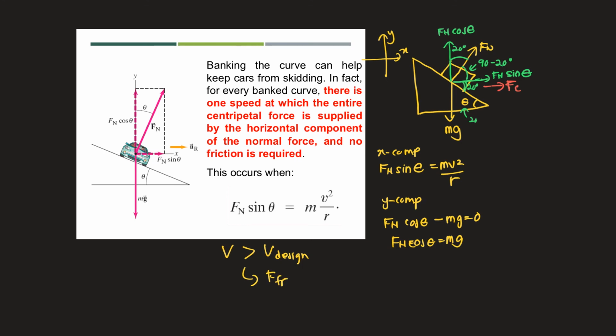If you drive the car with speed larger than your design speed, definitely you need to have a FFR, static frictional force, to make sure that you stay on that track. You're going to follow the curve. So I'm going to give the example. If you drive with speed larger than your design speed, there are two possibilities: you are going to move inward or you're going to move upward.